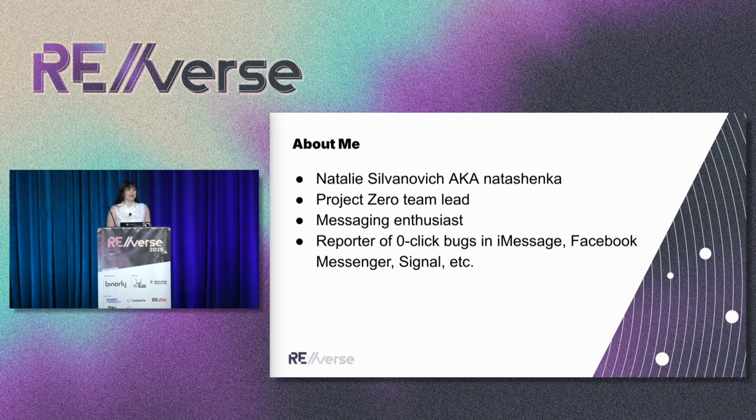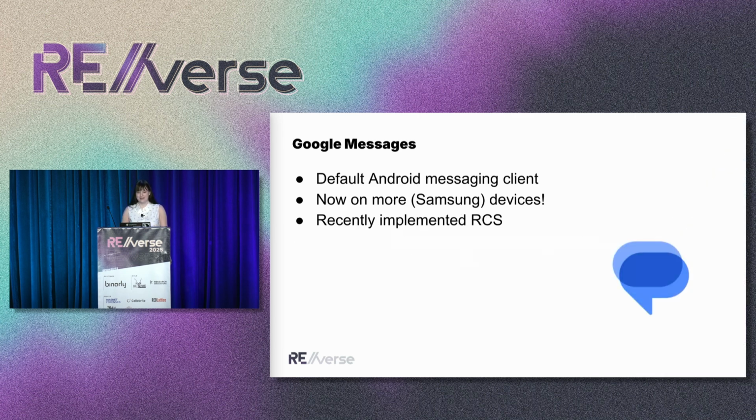In the past, I've reported a lot of zero-click bugs in iMessage, Facebook Messenger, Signal, and a lot of other messaging clients. But today I'm going to talk about my recent review of Google Messages. Google Messages is the default Android messaging client. It used to be on just some Android devices, but that started expanding. Some OEMs had their own messaging client, but they've moved to Google Messages, and now it's at about 5 billion downloads. What's also interesting about it is that it recently implemented RCS.